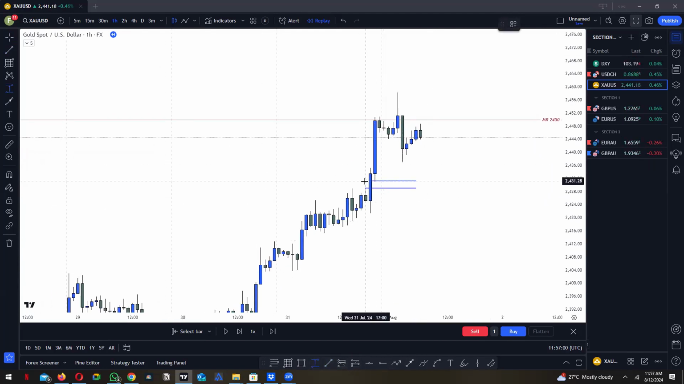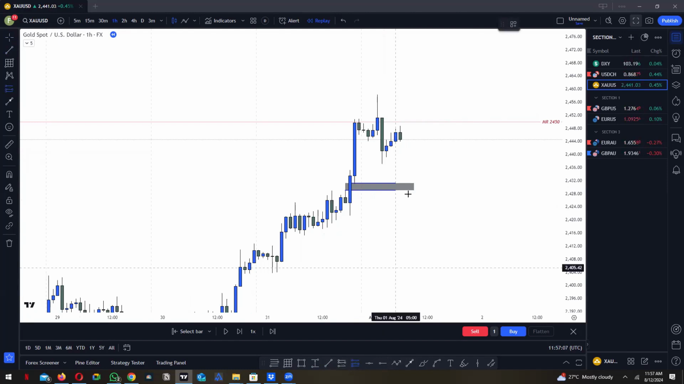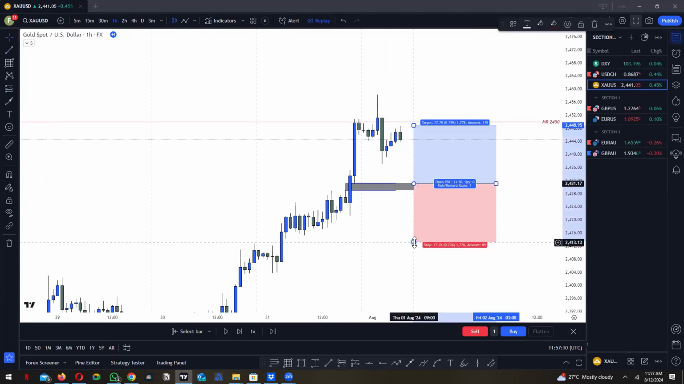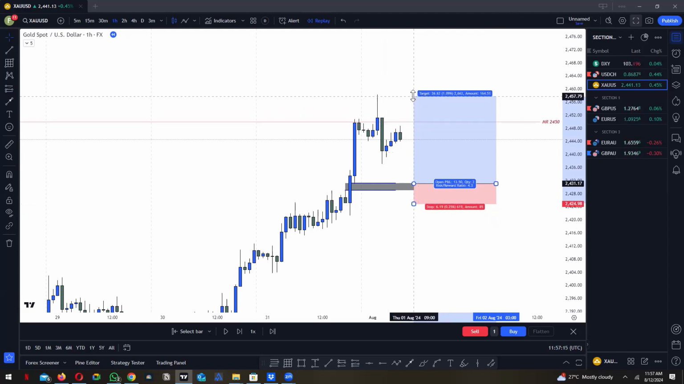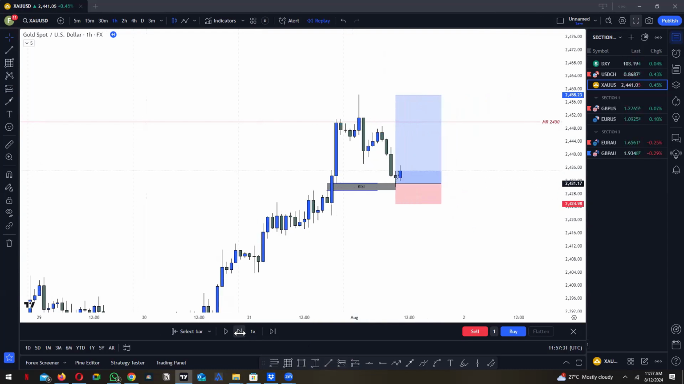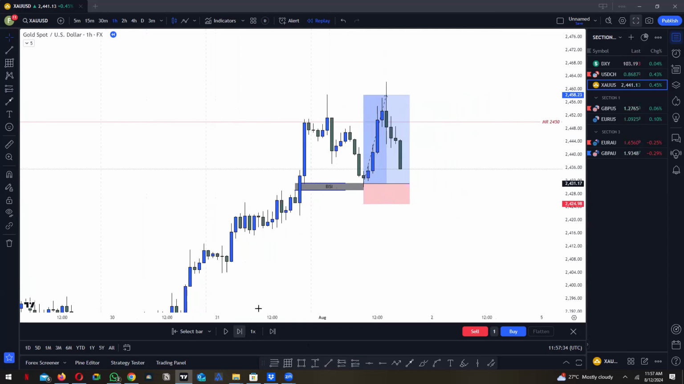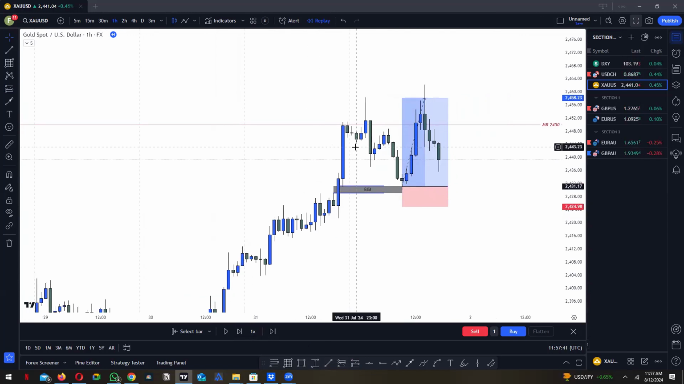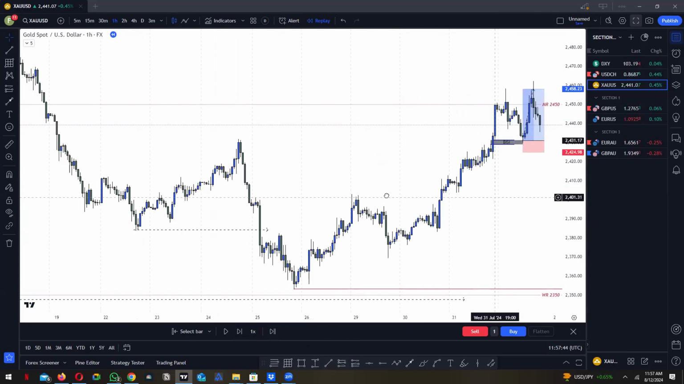So what we are going to do is we mark this as our fair value gap. And we expect price to come and tap this fair value gap, give us a good trade entry. And we can target this size as our take profit. See how it goes. The price taps into our fair value gap, and you see price pushes all the way back, hitting our take profit.